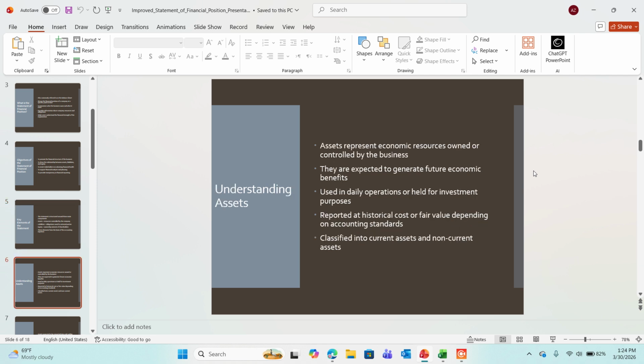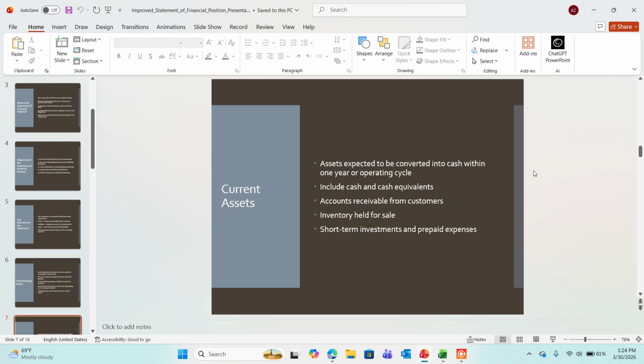Understanding assets. Assets are economic resources owned or controlled by the company. They are expected to generate future benefits such as revenue or cost saving. Examples include cash, inventory, machinery, and intellectual property. Assets are essential for running operations and generating income. They are classified based on how quickly they can be converted into cash.